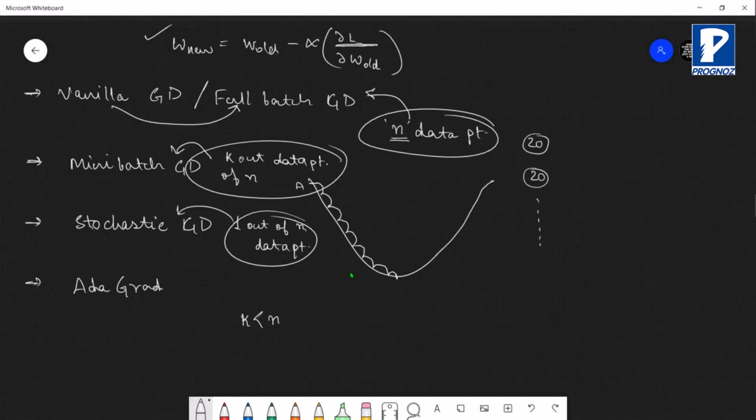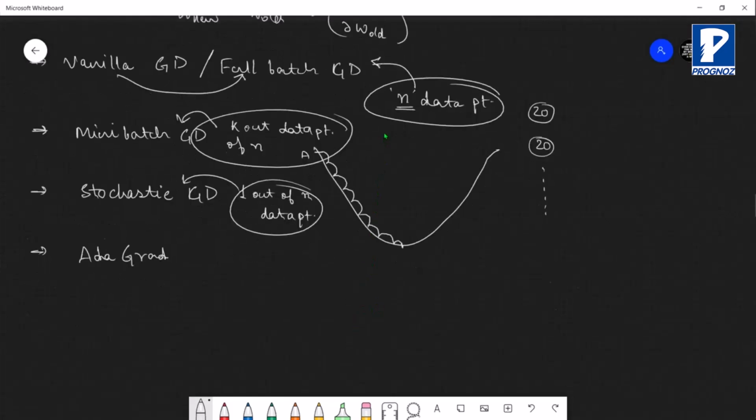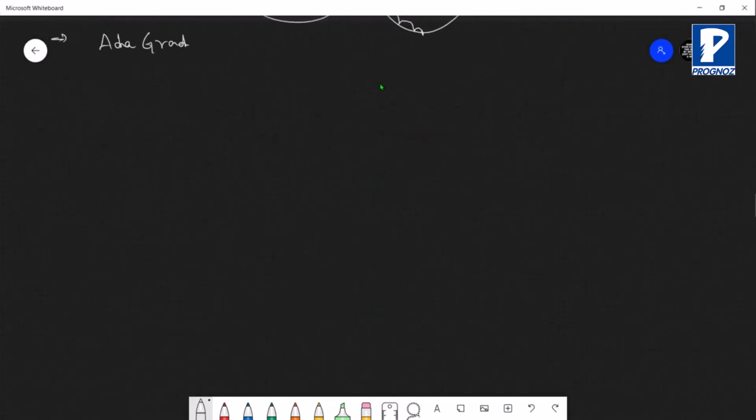Now coming to the last component, which is AdaGrad. AdaGrad में क्या होता है? AdaGrad is much more superior to gradient descent. Be it mini batch, stochastic or vanilla, कोई भी हो, AdaGrad is much more superior than these conventional techniques. And why is it so? It is because यहाँ पे, in case of AdaGrad, we can regulate the alpha component, जो कि पहले पॉसिबल नहीं था.